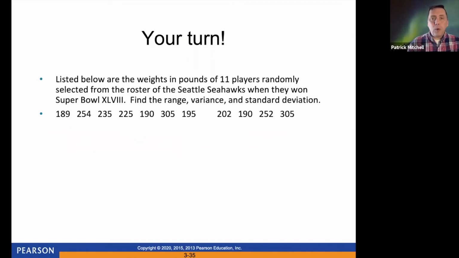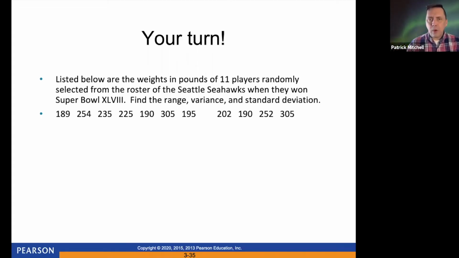Okay, so what I would like you to do now is pause the video. Listed below are the weights in pounds of 11 players randomly selected from the roster of the Seattle Seahawks when they won Super Bowl 48. Find the range, the variance, and the standard deviation. Okay, so pause the video, take as much time as you need, and try that.